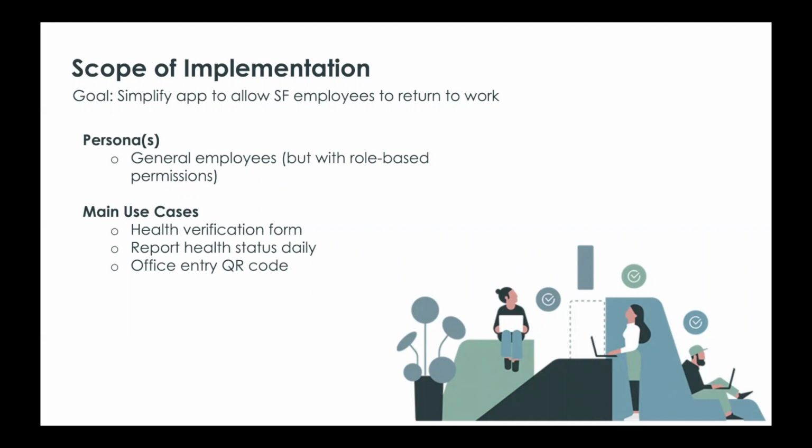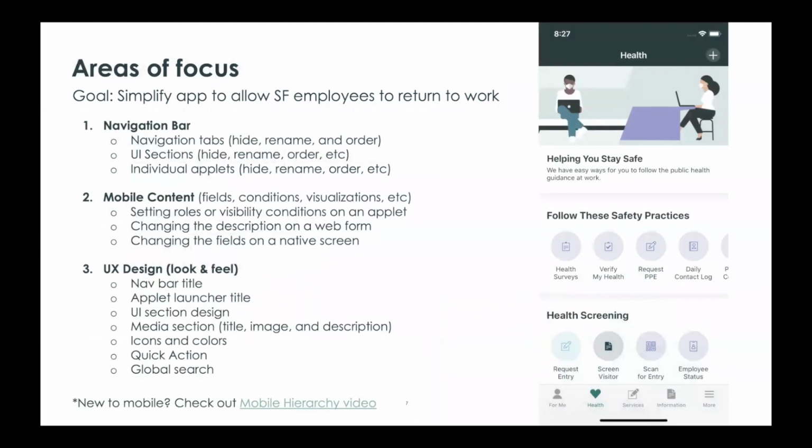All right, now that we've defined our goals and personas, here's the first few things that I would also want to consider modifying or customizing for our initial rollout. On your navigation bar, you might want to think about renaming the tabs, hiding them, or maybe even changing the order. You also have your sections, which you might want to reorder or rename, as well as the individual applets. And then for mobile content, this is all about exposing what data, what type of visualization, and what fields you want exposed to those end users.